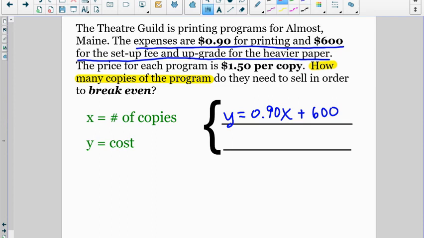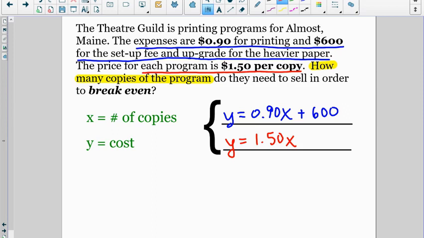Next, I want to take a look at the profit. Okay, so that first equation is really just the expenses that they have. The profit is where they can sell each program. So their total cost or profit, I guess, is that it's $1.50 for every copy. Now there's not an additional cost to that. Basically, it's just when people come to watch, they pay an extra $1.50 for each program that they want to have when they watch the show.